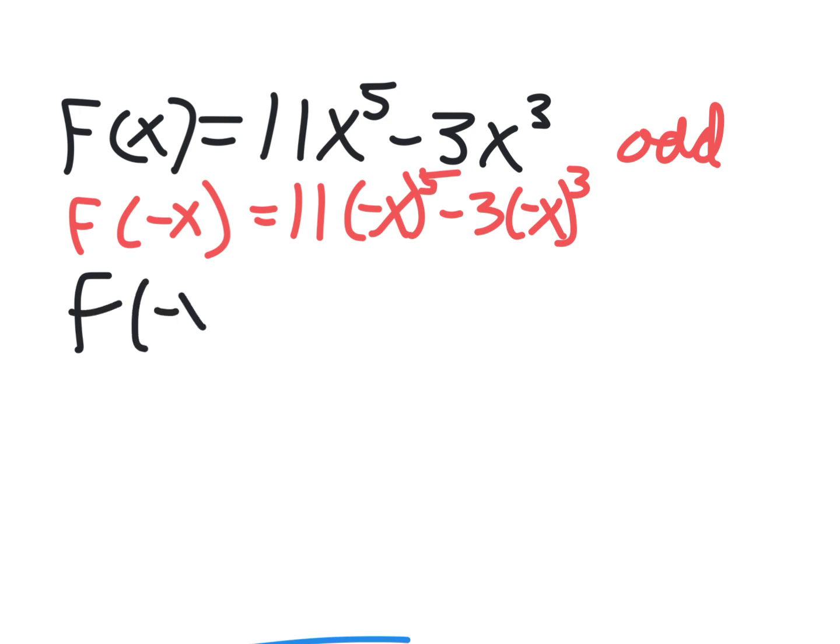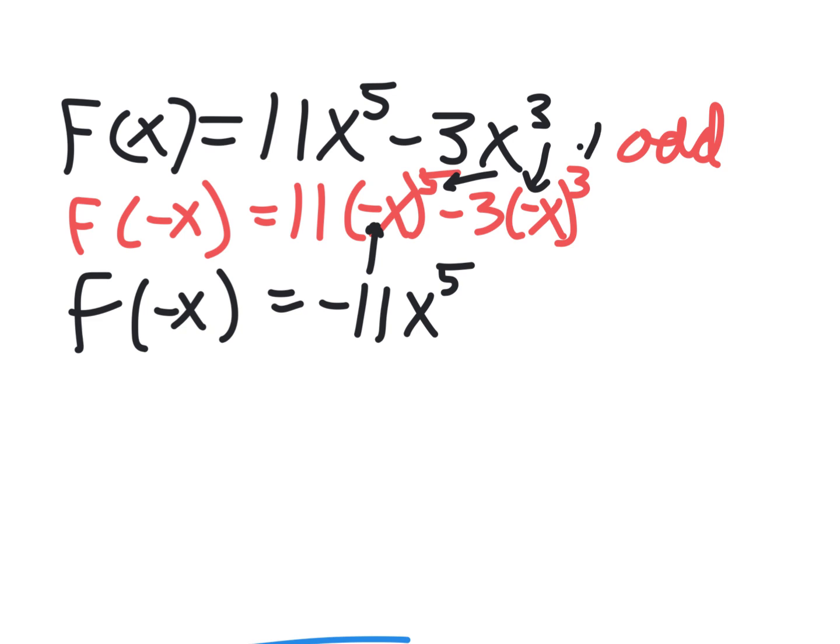That's the third thing. This negative here does not go away because when you put something to the fifth, it's like there's 5 negatives, and every 2 negatives cancel, but there'd be an extra negative. This would stay negative 11x to the fifth, and this negative would not go away because of the cube, but there's another negative with it, and the negatives together make it plus 3x to the third. That's the simplify step.